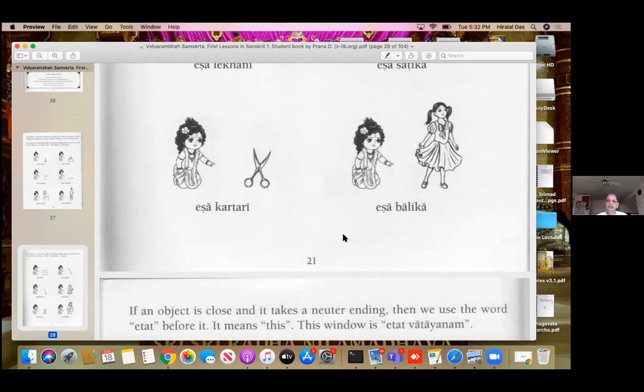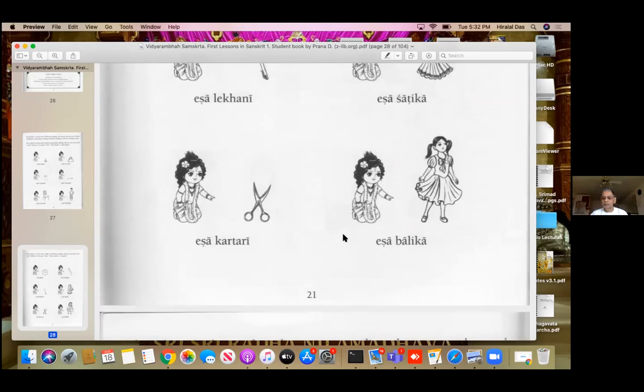Okay. Hare Krishna Prabhuji. Yes. I have a question. Yes. How to say eraser in Sanskrit? Eraser. Yes. Eraser is marjakah. Marjakah is masculine.